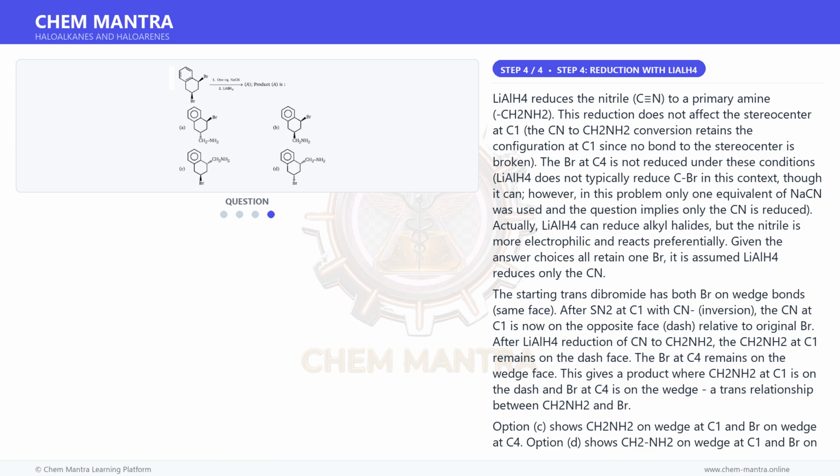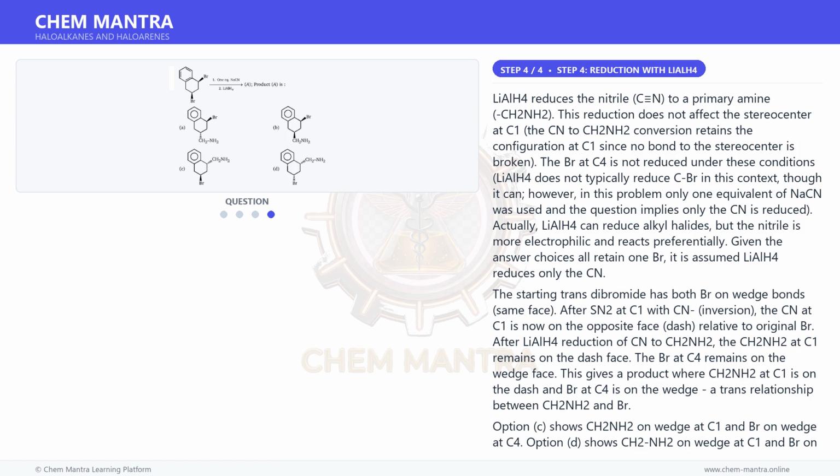LiAlH4 does not typically reduce C-Br in this context, though it can, however. In this problem only one equivalent of NaCN was used and the question implies only the CN is reduced. Actually, LiAlH4 can reduce alkyl halides, but the nitrile is more electrophilic and reacts preferentially. Given the answer choices all retain one Br, it is assumed LiAlH4 reduces only the CN.